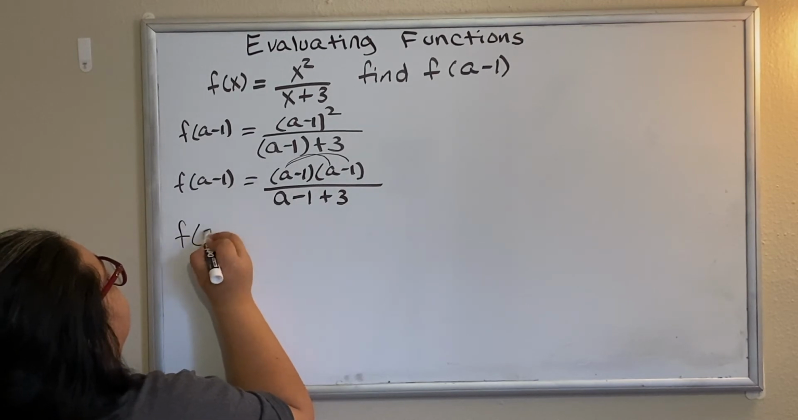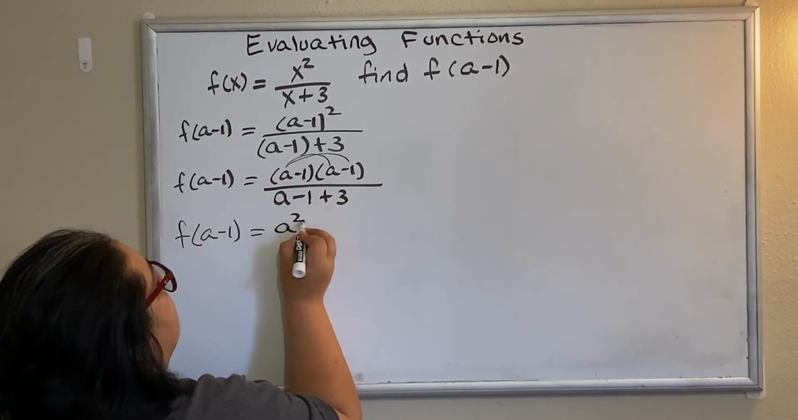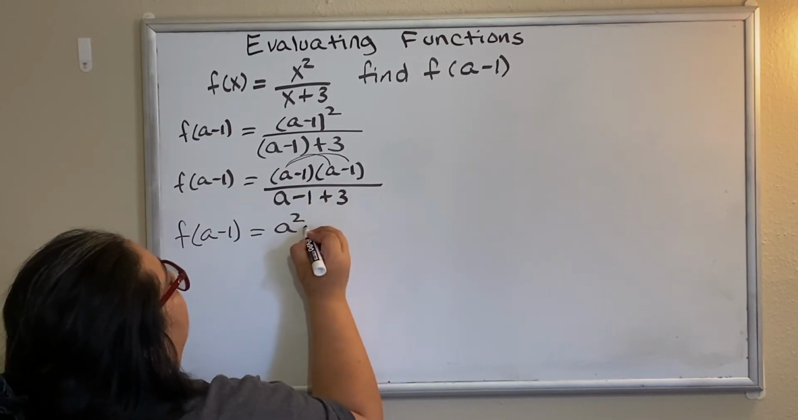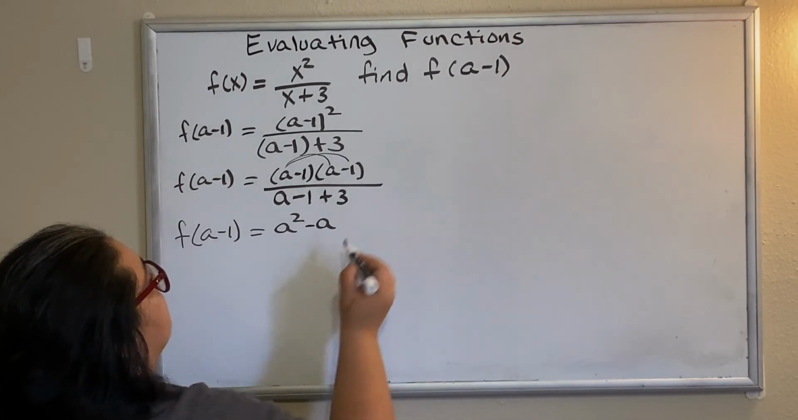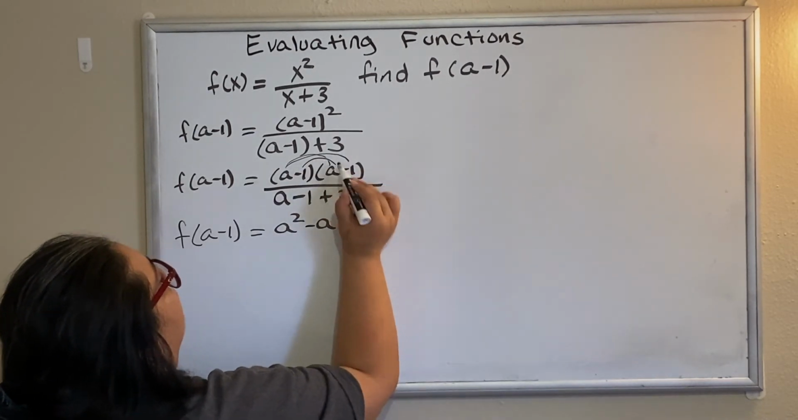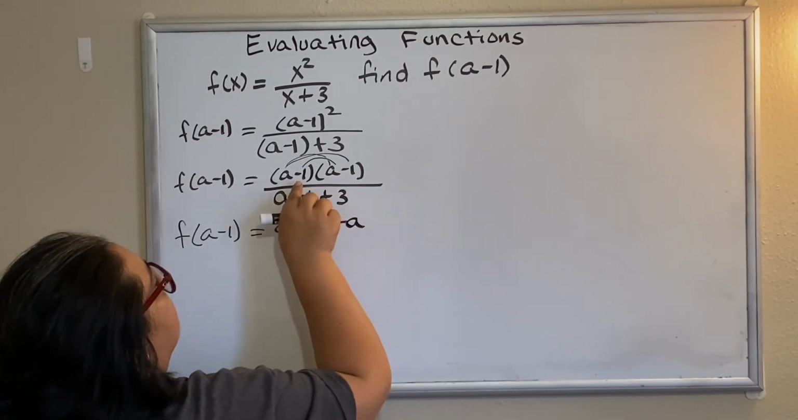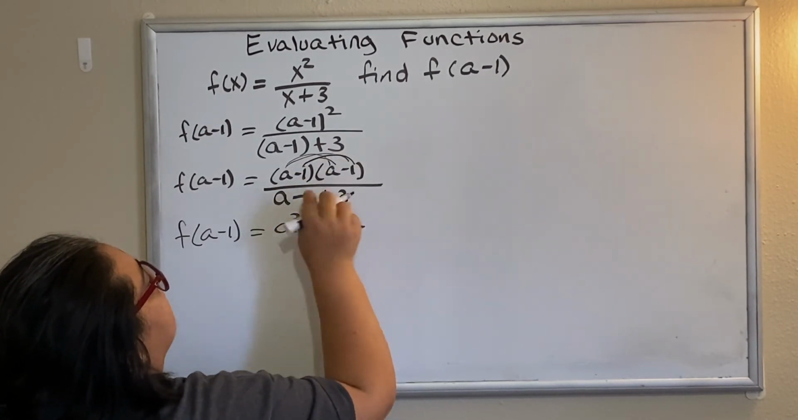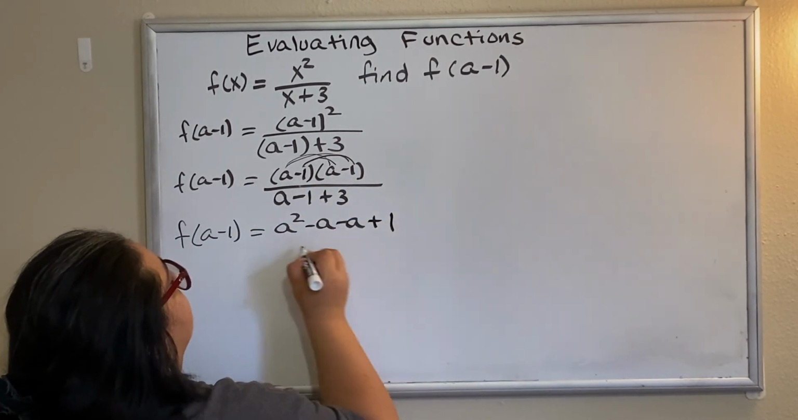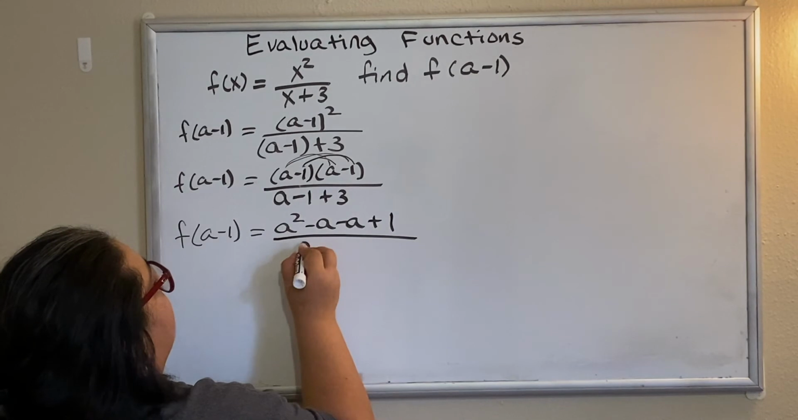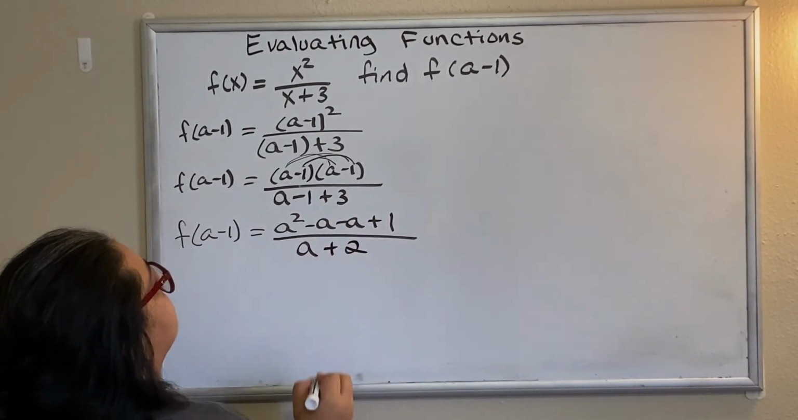So that'll be f of a minus 1 equals a times a is a squared. a times negative 1 is a negative a. Now we go to the next term, which is negative 1. We're going to distribute negative 1 to a. So negative 1 times a is a negative a. Then we're going to distribute negative 1 to negative 1. Negative 1 times negative 1 is a positive 1 over a, and then minus 1 plus 3 is plus 2.